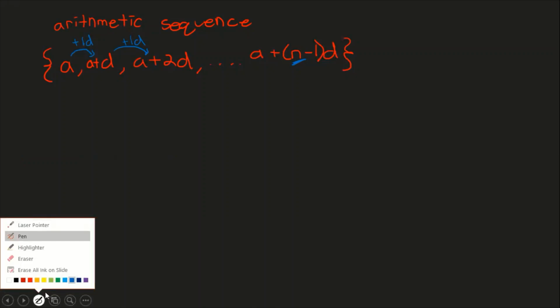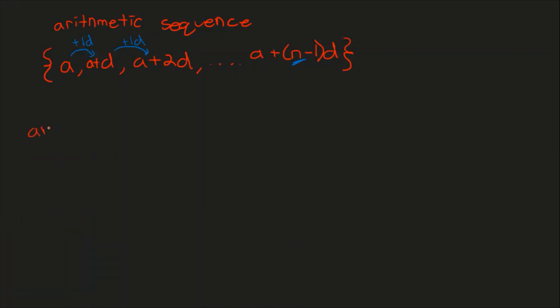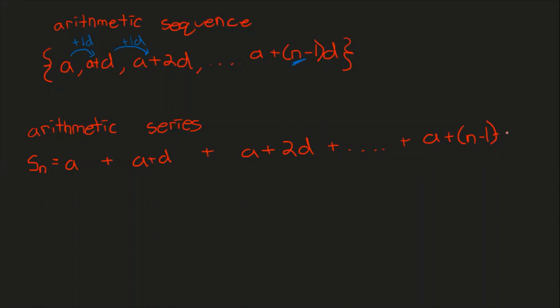So what about an arithmetic series? Well, we could write out the same general term. So S sub n is equal to a plus (a plus d) plus (a plus 2d), and so on, until we get to a plus (n minus 1) multiplied by d. This is just because an arithmetic series is the sum of our sequence. And in general terms, this is exactly what it is.